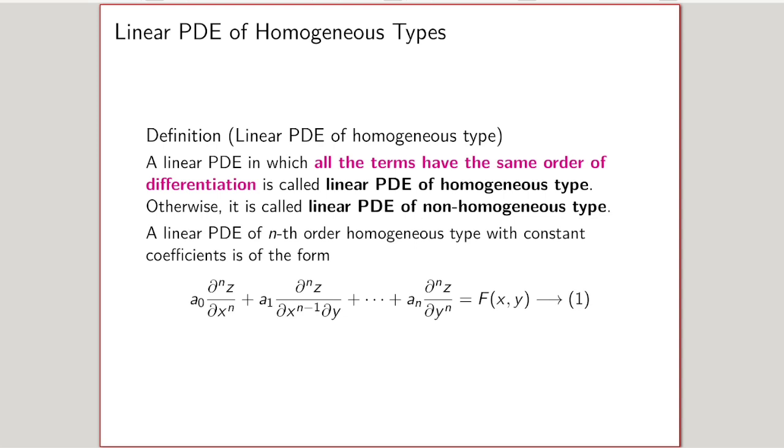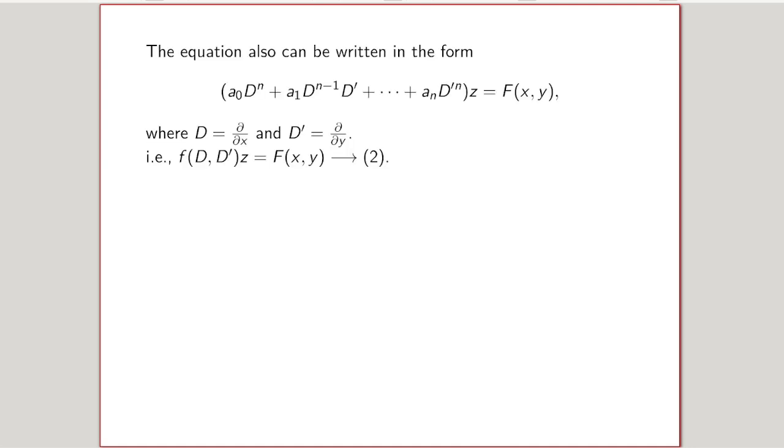So this is the general nth order homogeneous type I have written here, and this has constant coefficients. For example, this A0, this A1, this An are all constant coefficients. Observe that here we have nth order derivatives throughout the equation, and the right hand side may be any function of x comma y. So this is the general form of a linear PDE of nth order homogeneous type.